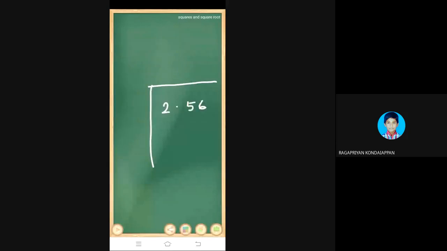As I said, for the integral part, right to left. For the decimal part, left to right. So this is only a single number present. You have to check whether this is a square number or not. So let me give the statement for that.